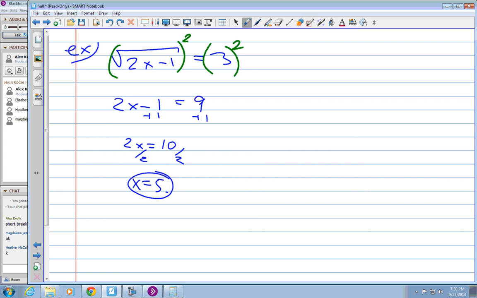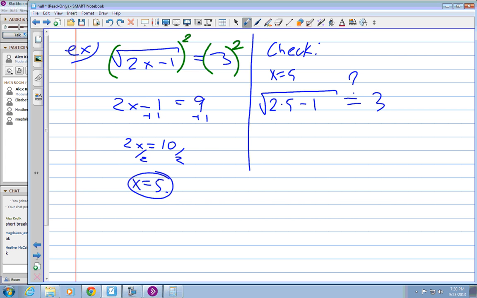I have to check. So this is how we check. It has to satisfy the original equation. So if x equals 5, we'll plug it into our equation. So the square root of 2 times 5 minus 1, will that equal 3? What do you think? So this is the square root of 9. That does equal 3, so that checks out. So that's our solution. Okay?